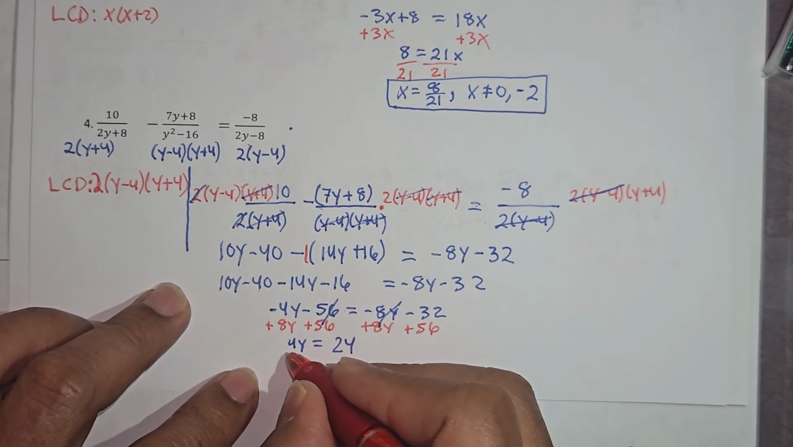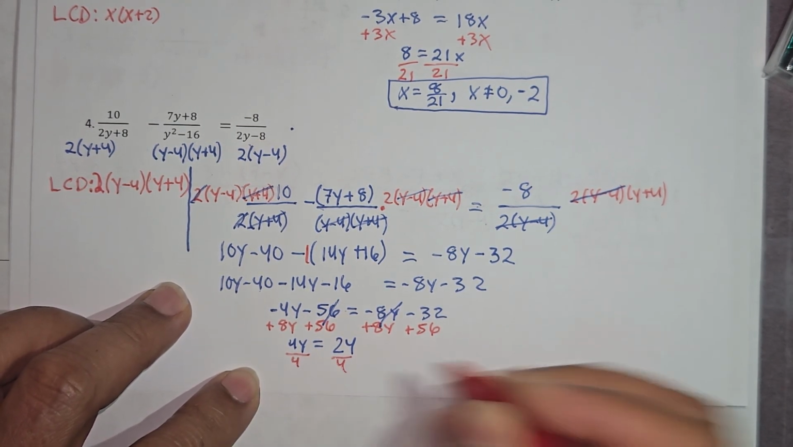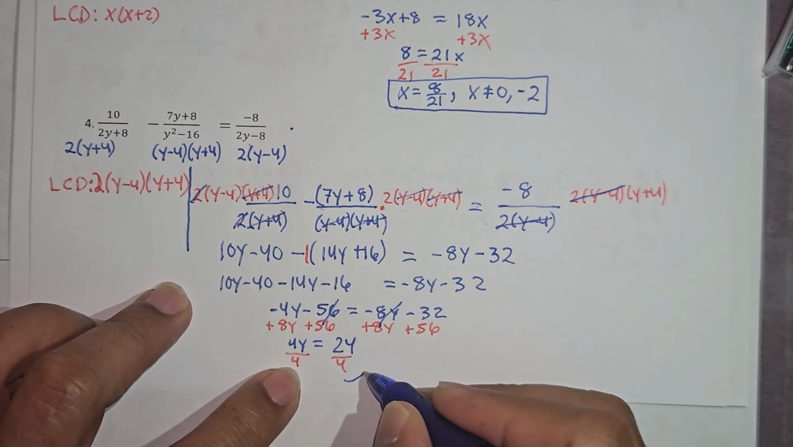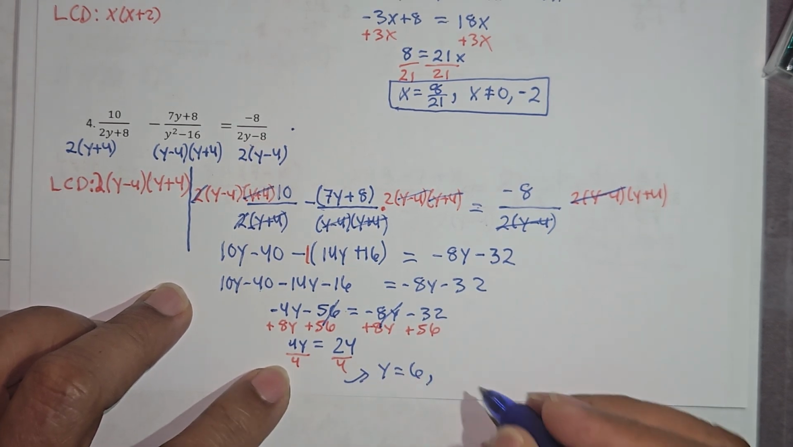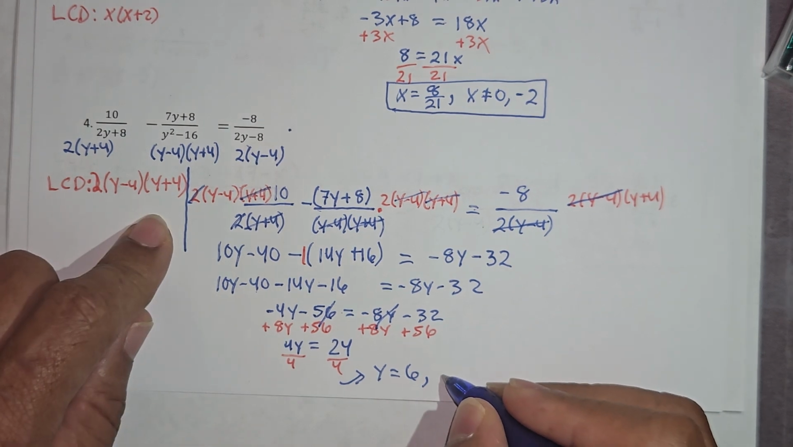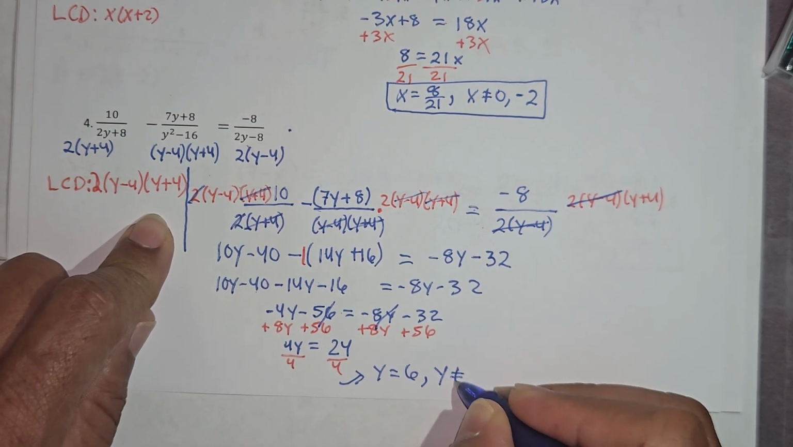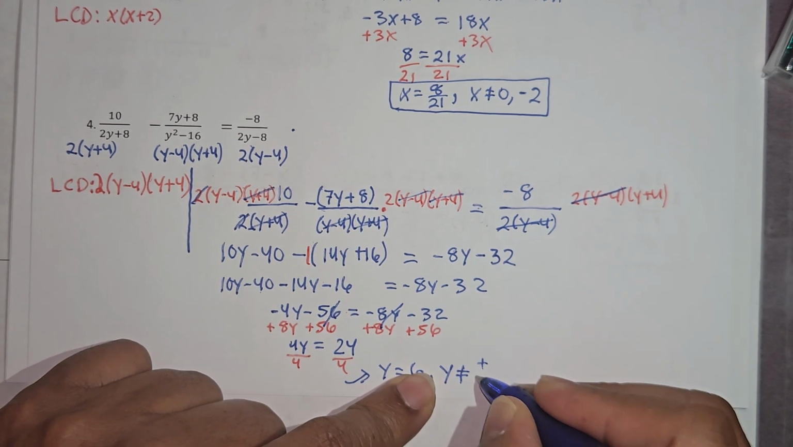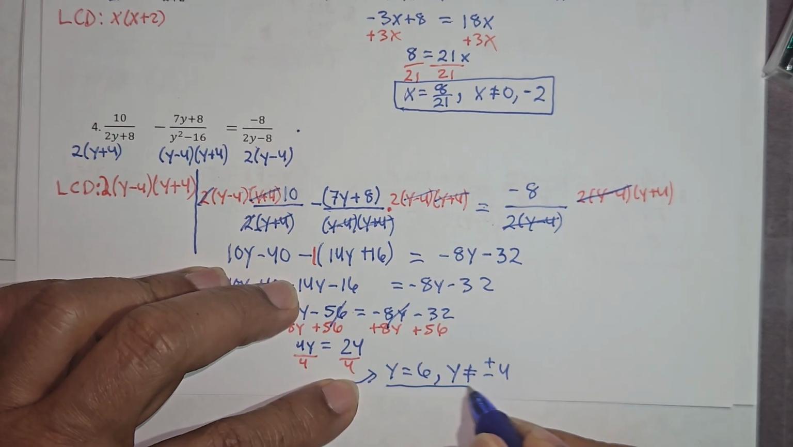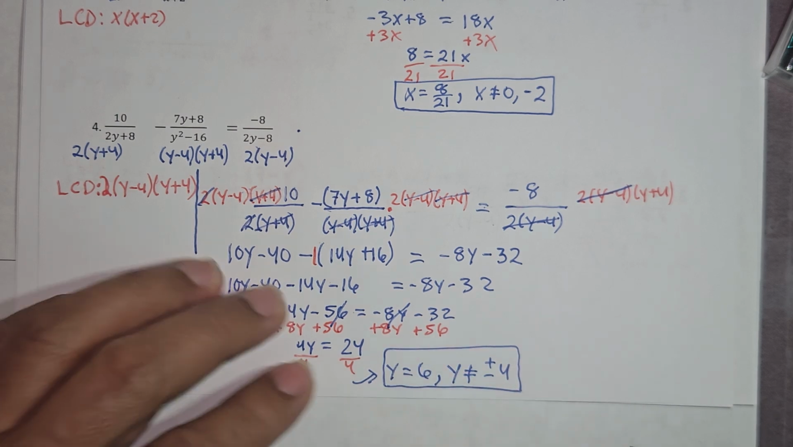So then the last step is we divide by 4. In the end, I'm going to write the answer here: y equals 6. But now we have restrictions on the values of y. y cannot be equal to plus or minus 4. Okay, so this is the answer along with restrictions on the values of the variable.